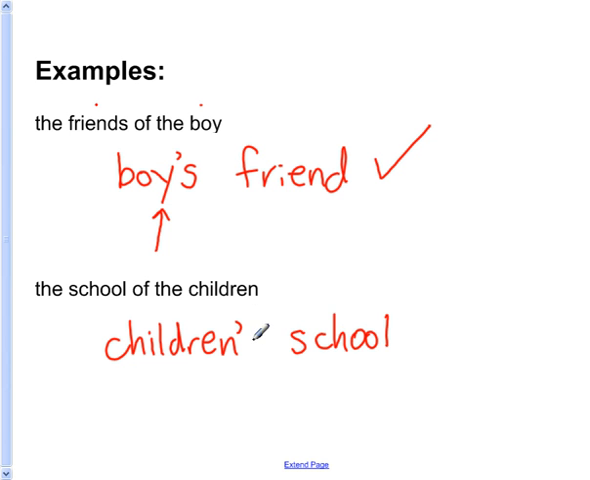So we add an apostrophe S and look at the last letter of the owner word. In this case, it is an N, not an S. So we just leave apostrophe S as is. Children's school is correct.